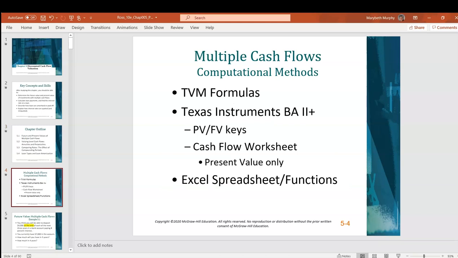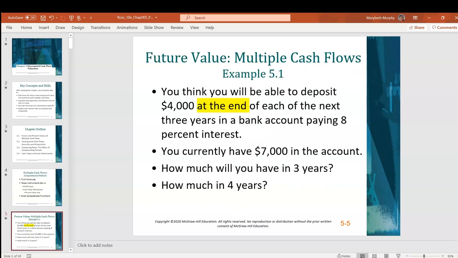Okay, and we're going to go through and use all three methods. There's a couple of problems where the alternative methods are in the last few slides of the presentation, but I'm pretty sure that all of the problems have all three methods used.